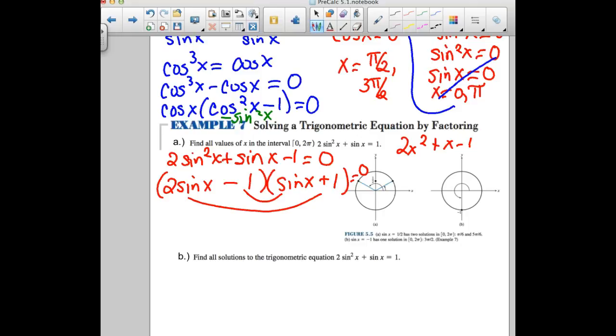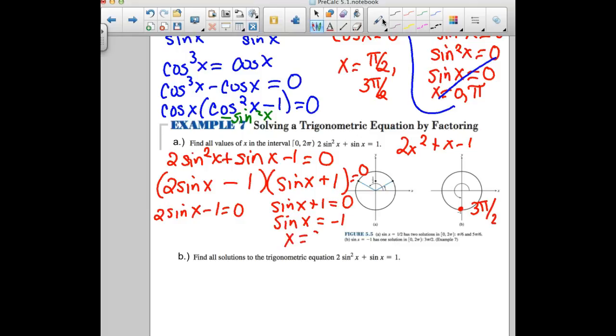All right, so let's look at each factor here. So we need to take 2 sine of x minus 1 and say when does it equal 0? And we need to take the sine of x plus 1 and say where does it equal 0? If we solve, we'll start with the one on the right here. That is saying that the sine of x would have to be -1. So where on my unit circle do I have a y-coordinate of -1? That would be right here at 3 pi over 2. So my solution to this second one is x could be 3 pi over 2.